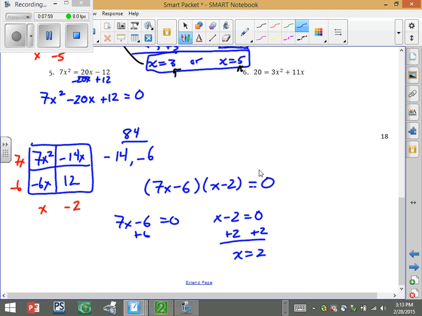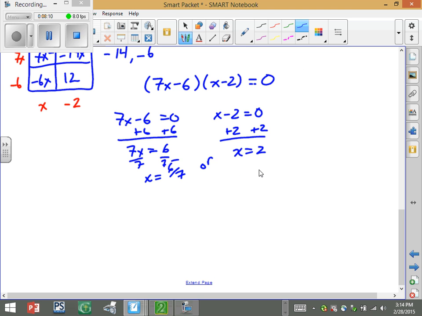Over here, it's a quick two-step equation. Add 6 to both sides, so 7x equals 6. Divide both sides by 7, and it's a fraction, but not a big deal. x equals 6/7, or x equals 2.